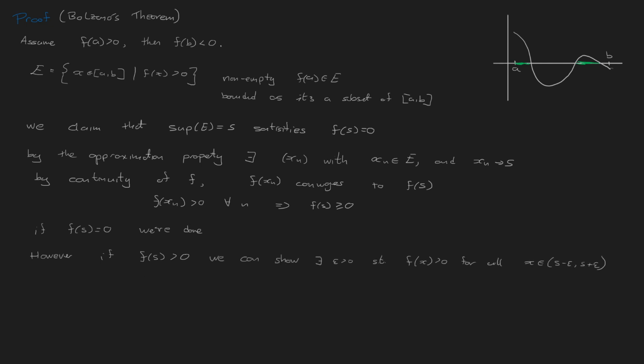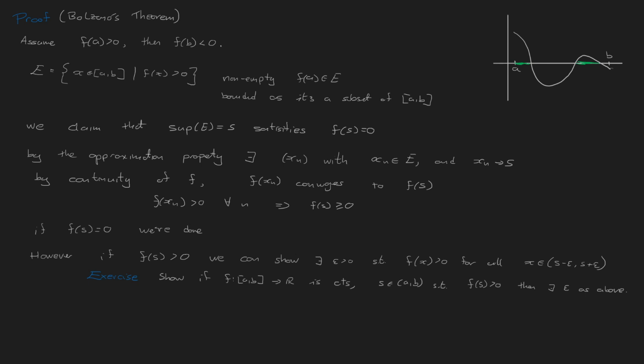And to make that precise, what we're saying is that we can find some epsilon greater than 0. This may be very small, but nevertheless it exists, such that f of x is positive for all x within epsilon of that value of s. So I'll leave this as an exercise.